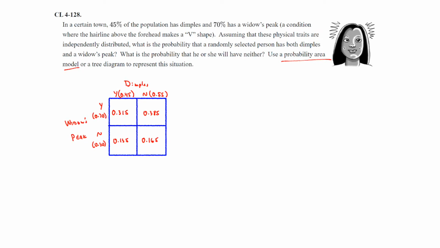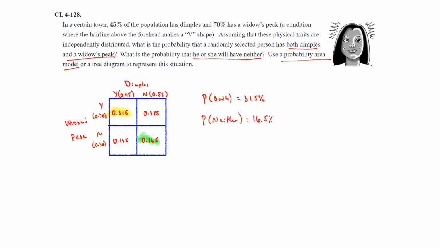Now to answer the question, what is the probability that a randomly selected person has both dimples and a widow's peak? So where on the area model does it show us both dimples and the widow's peak? Yes, for both of them, and that would be right here. So 31.5% chance. And then for the next part, it wants to know what the probability is that they will have neither. So neither, no, that would be this one, 0.165, which would be 16.5%.